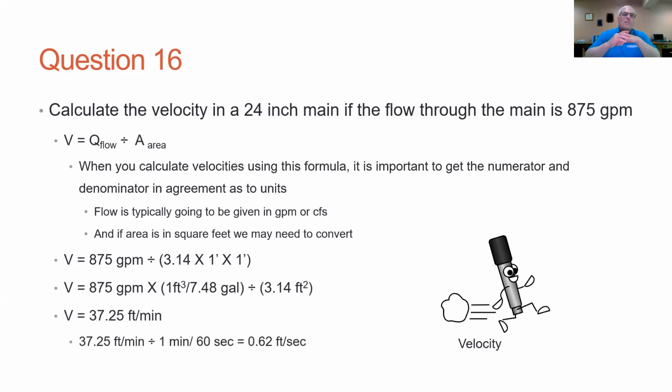So 37.25 feet per minute divided by the 60 seconds per minute will give you 0.62 feet per second, which makes sense for such a small flow in a 24-inch main. So hopefully you found that one and got it through okay. And we'll move on to question number 17.